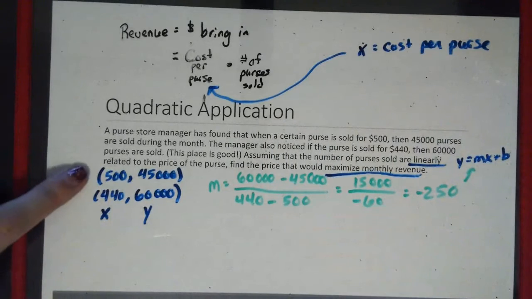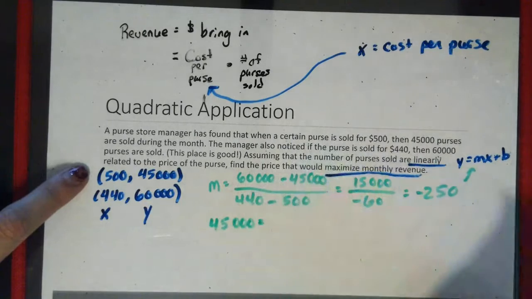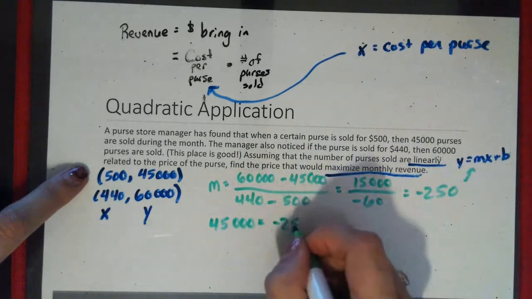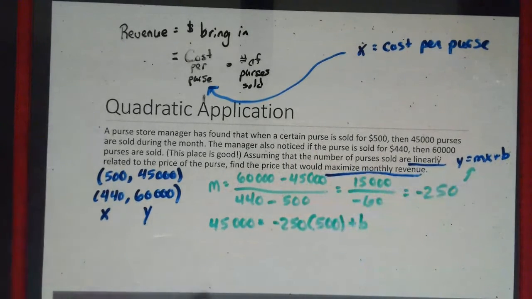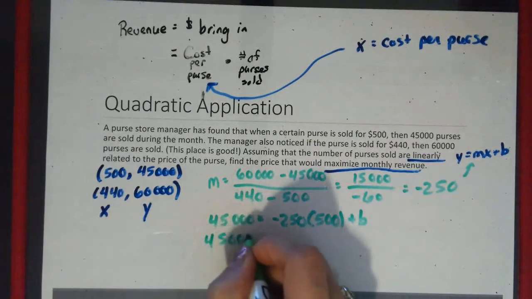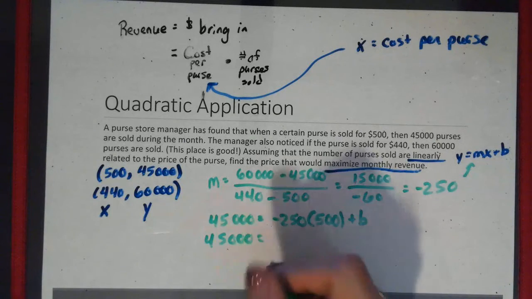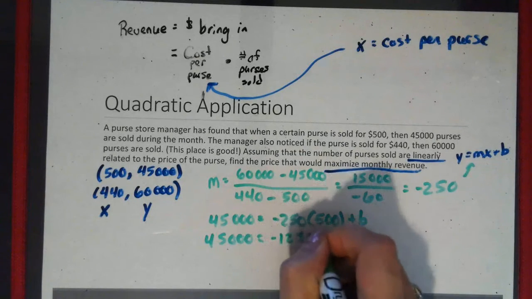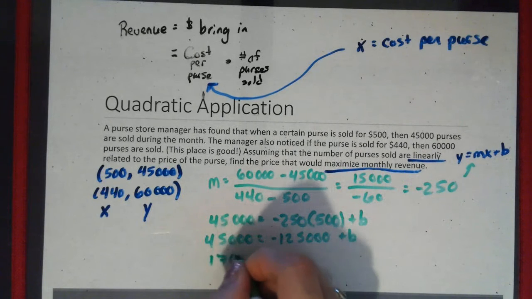So I'm going to pick a point. I think I'll use the first one. Our y value, 45,000, is equal to our slope, negative 250, times the x value, 500, plus b. So that means 45,000 is equal to negative 250 times 500 is negative 125,000 plus b. And if I add the 125,000 to the 45,000, I get that b is equal to 170,000.